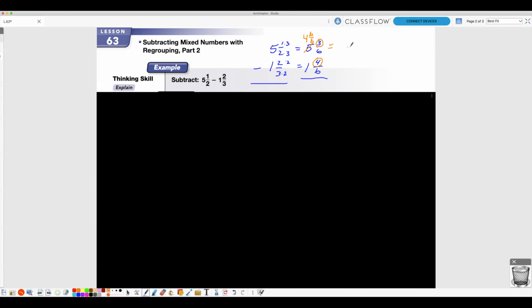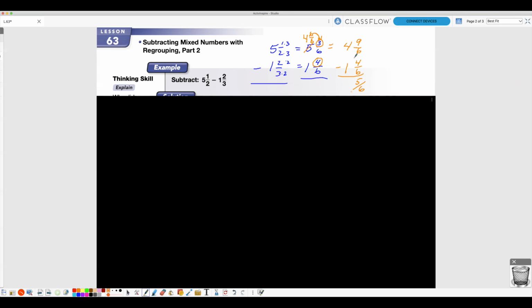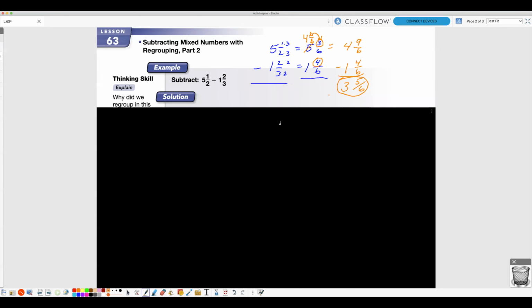So I actually want to rename this. This would have to be called 4 9/6, because this 6 plus this 3 makes 9. The denominator just stays the same. Now I can subtract the 1 4/6 because I have 9 minus 4 here, which equals 5. The denominator remains 6, and 4 minus 1 here is 3. So my answer would be 3 5/6.